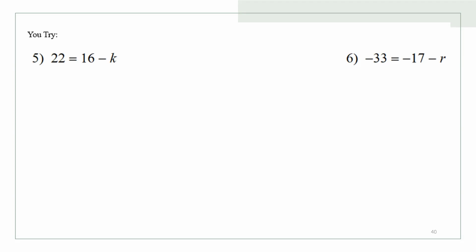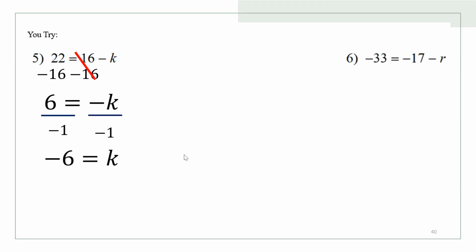All right, here we go. So did you subtract 16 first? 22 minus 16, you get 6. Bringing down that -k, dividing both sides by -1, you get -6 equals k.